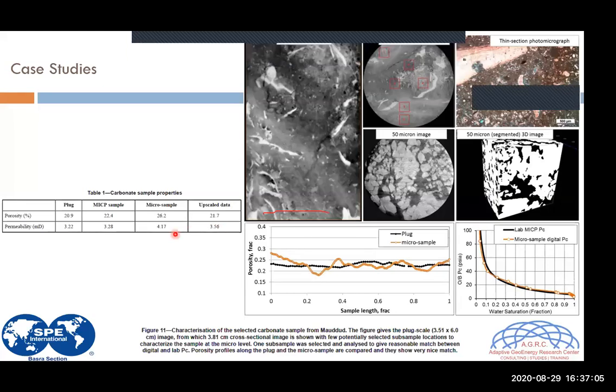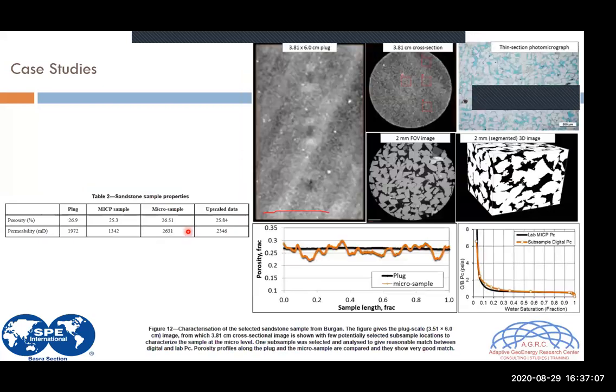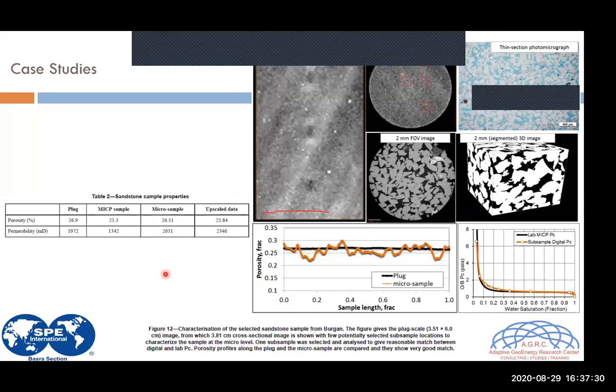The same thing was performed for the sandstone samples as well. You can see that we have, of course, a higher permeability value, but we could at least find the same order of magnitude that we found in the plug, or in the MICP in this case. And again, I have plotted the distribution of porosity and the pressure curve that we got from the lab, and what we generated from the digital numerical analysis.